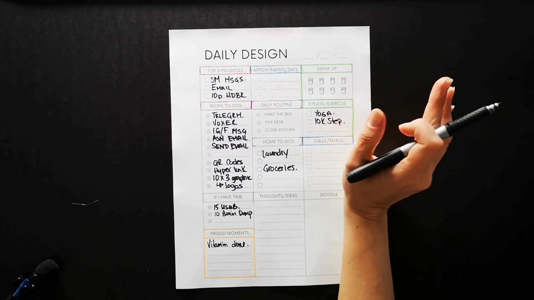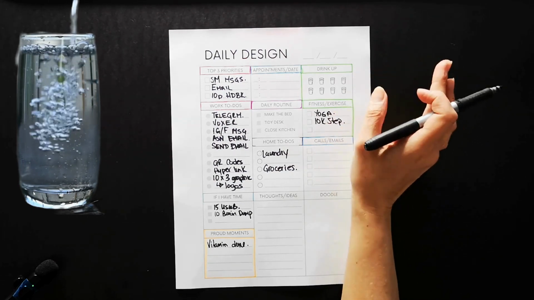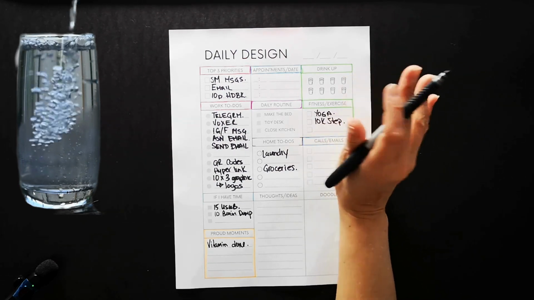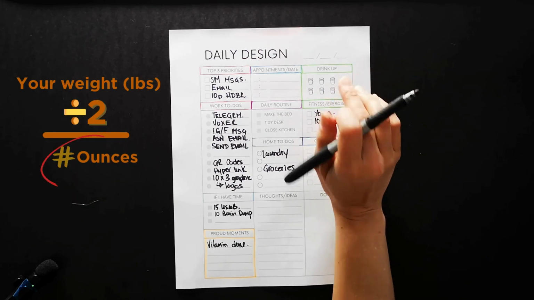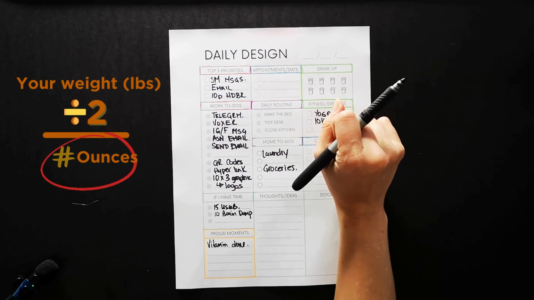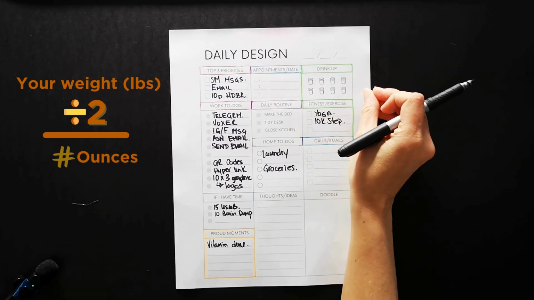Water is crucial to our health. It helps flush out bad. It helps your skin look amazing. I'm sure you've heard it all before. So my recommendation is always drink a minimum of half your weight in water. So if you're 100 pounds, you want to drink at least 50 ounces of water.